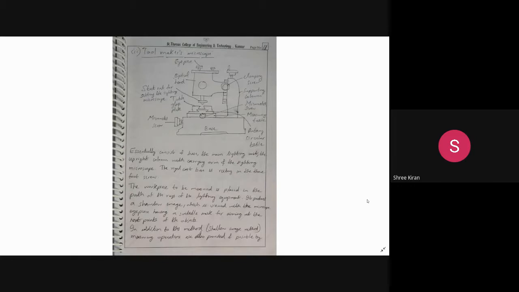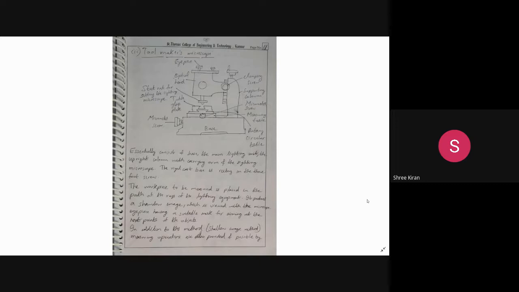The microscopes are mainly associated with science and medicine. Here the tool maker's microscope essentially consists of a base, where the main lighting unit, the upright column with carrying arm and the sighting microscope are mounted. The rigid cast base is resting on three foot screws.